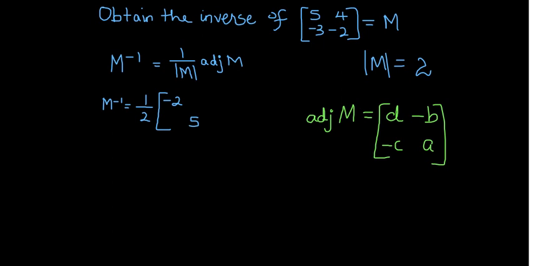And then B and C, all I'm going to do is change the sign. So over here, B is a positive 4. In my adjoint matrix, B is now going to be a negative 4. And then C, over here C is a negative 3. And in my adjoint matrix, it's going to be the negative of negative 3, which will give me a positive 3. Does everybody follow what happened with the adjoint matrix?